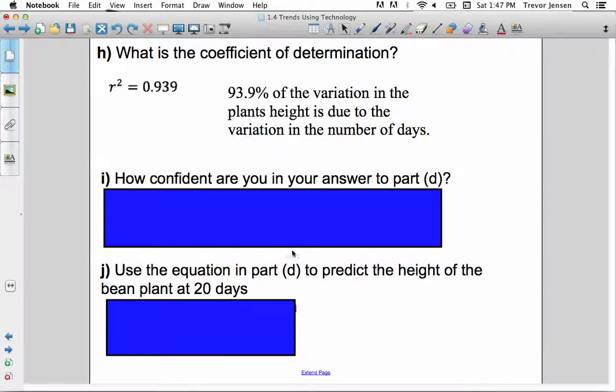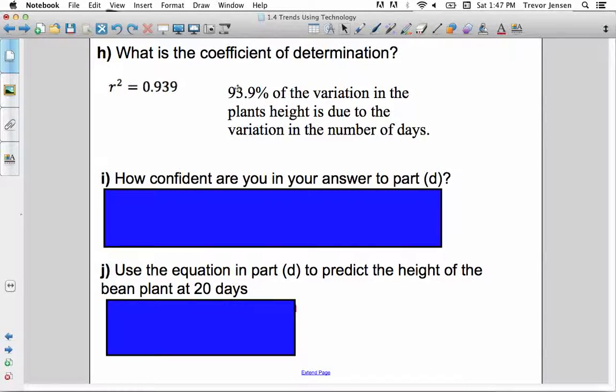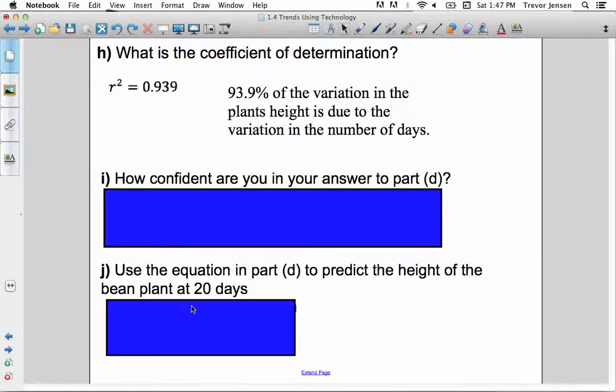So how confident are we in the answer that was in part D? Our answer to part D was that there was a strong positive linear correlation. So based on our r and r squared values, we've verified that there is a very strong positive linear correlation. The r value is very close to 1, which tells us it's a strong positive linear correlation. And the r squared value tells us what percentage of the variation in the plant's height was due to the variation in the number of days, and it was a very high percentage. So we can be very confident in our answer to part D.